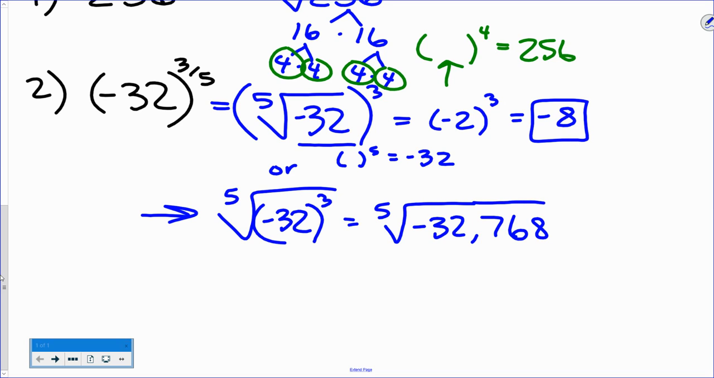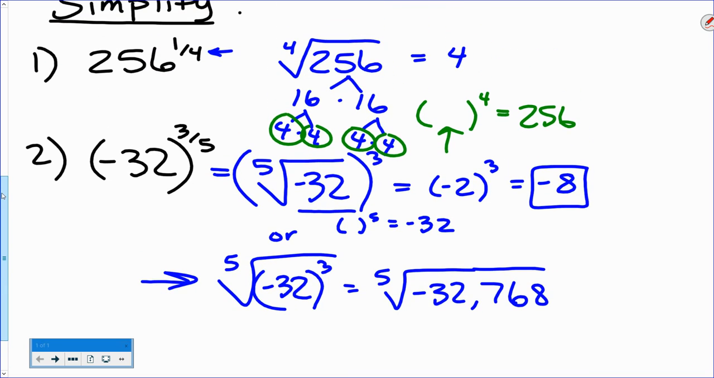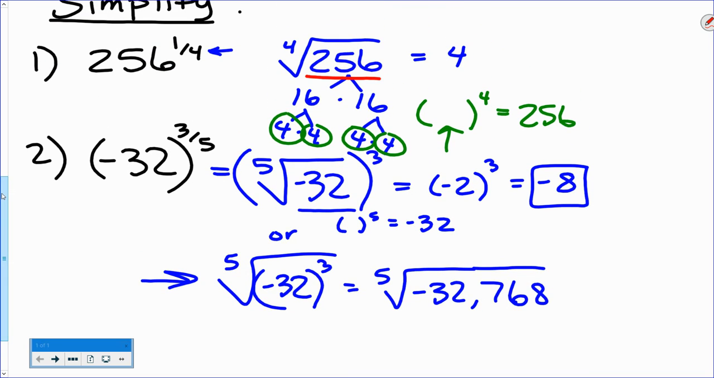Now what I did above with 256, it didn't take me long to do a prime factorization. I don't want to do a prime factorization of negative 32,768. That's going to take me a while. And I also don't know the fifth root of that in my head. So you can use your calculator.